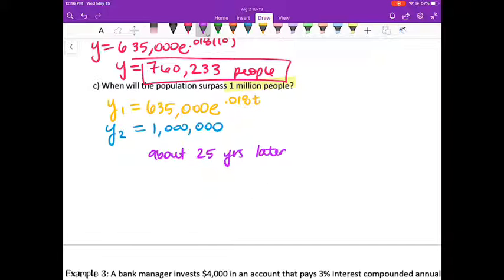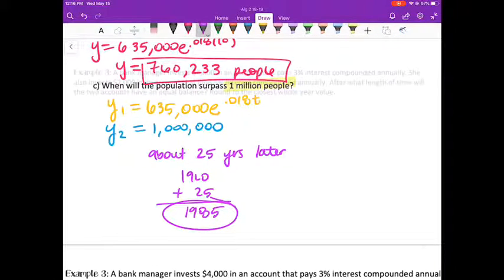And 25 years since 1960, we would take 1960 plus 25. It apparently surpassed 1 million people in 1985. I can only imagine what the population would be now.